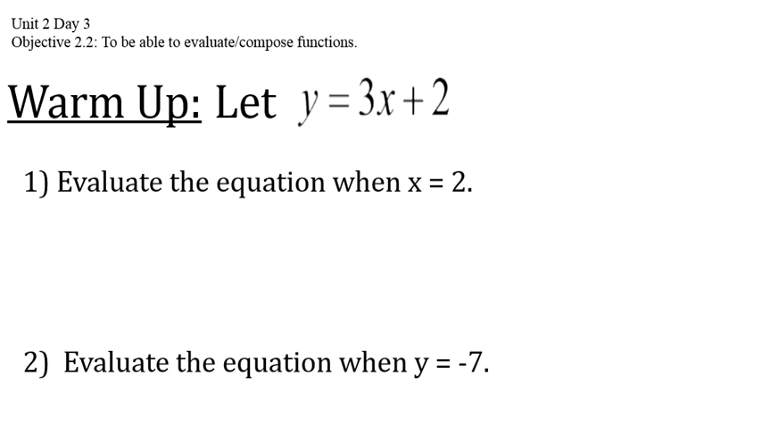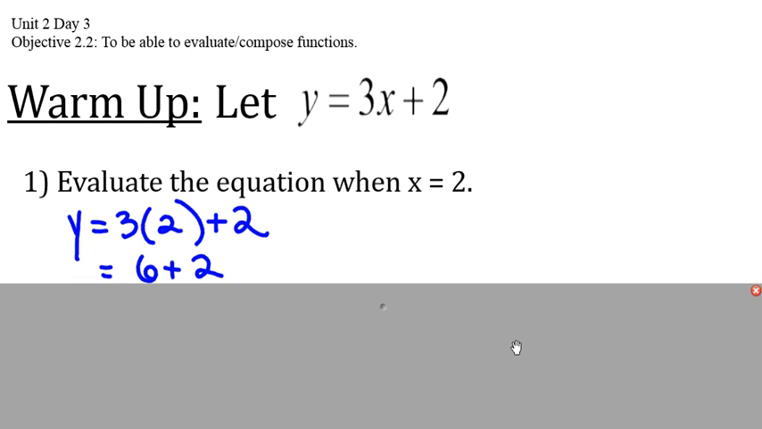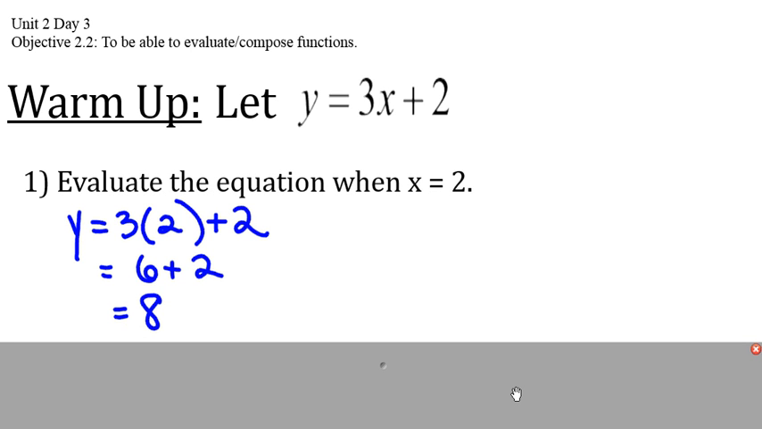So when we're evaluating, remember we're taking the value for the variable given and substituting it into the expression or the equation. So in this case, we have the equation. If x equals 2, we're going to substitute it in place of x here and then follow our order of operations accordingly. So that means we have to do 3 times 2 and then add 2 to that. Well, we know 3 times 2 is 6 and 6 plus 2 is 8. So when x equals 2, y would be 8.